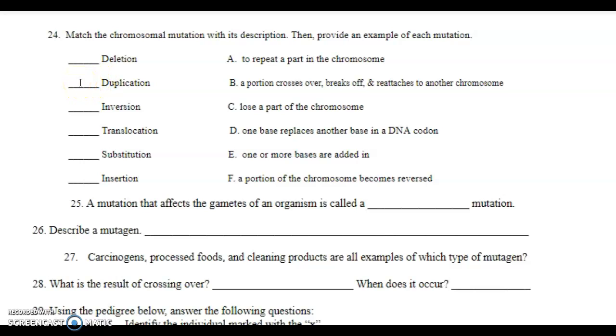For example, if a chromosome has genes A, B, C, D, E, F, and we end up with A, B, B, C, D, E, F, then the gene B would be duplicated. So repeating the chromosome is a duplication.